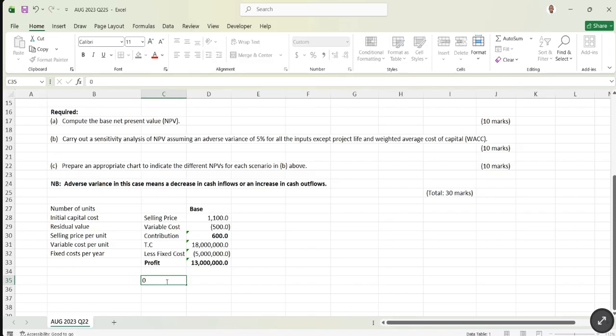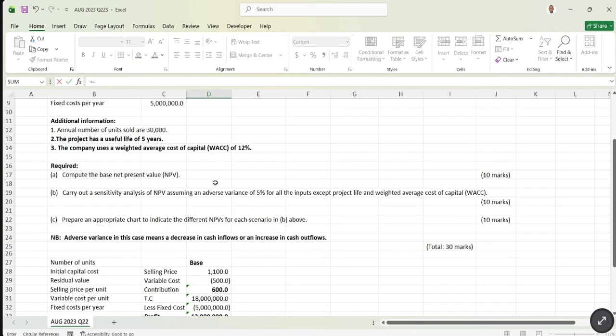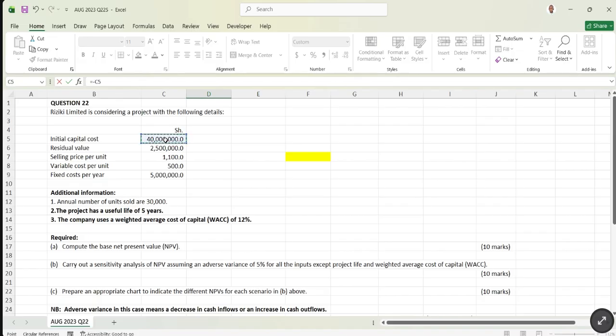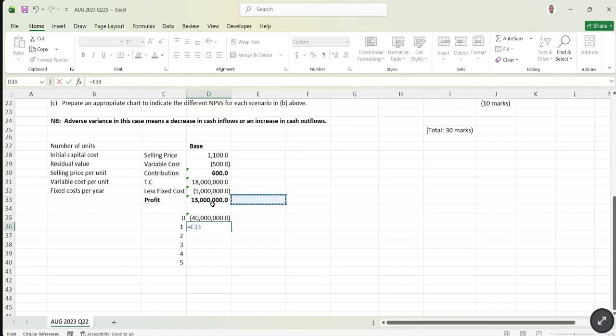So year zero, tuko na year zero, tuko na year one, year two, like that. I can drag this to year five. So that year zero itakuwa ngapi? What is the cost of investment? 40 million. Is that the case? People have decided to keep quiet. Year zero ni 40. So that is fine.